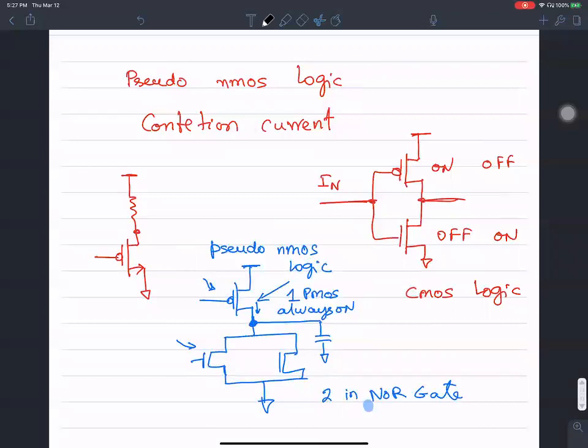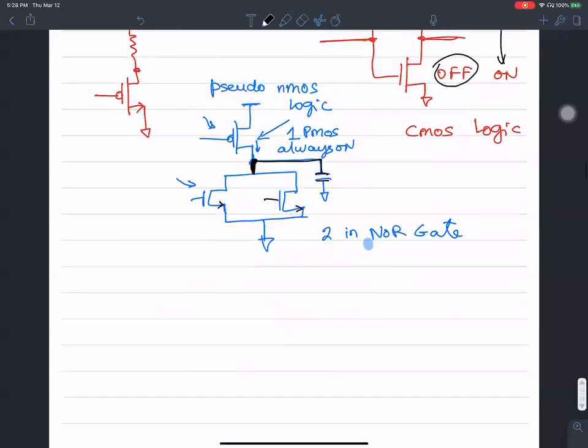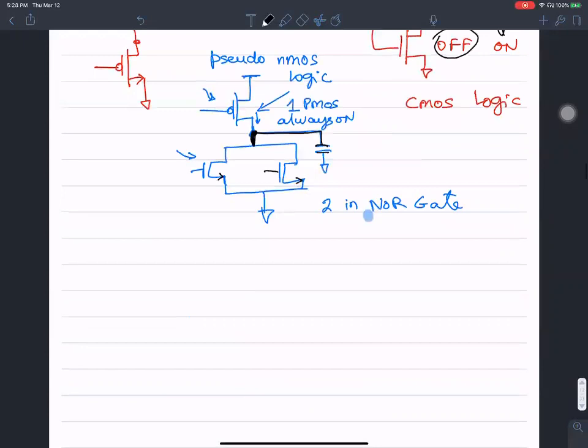Yeah, that's mostly because of the contention current, because these NMOS transistors here have to contend with or counteract the effect of the PMOS and then overcome it. So the bottom line is we don't have to worry about that problem in CMOS logic. When one transistor is on, the complementary transistor is off, and vice versa. That becomes a problem in other ratioed logics. We'll talk about that shortly.